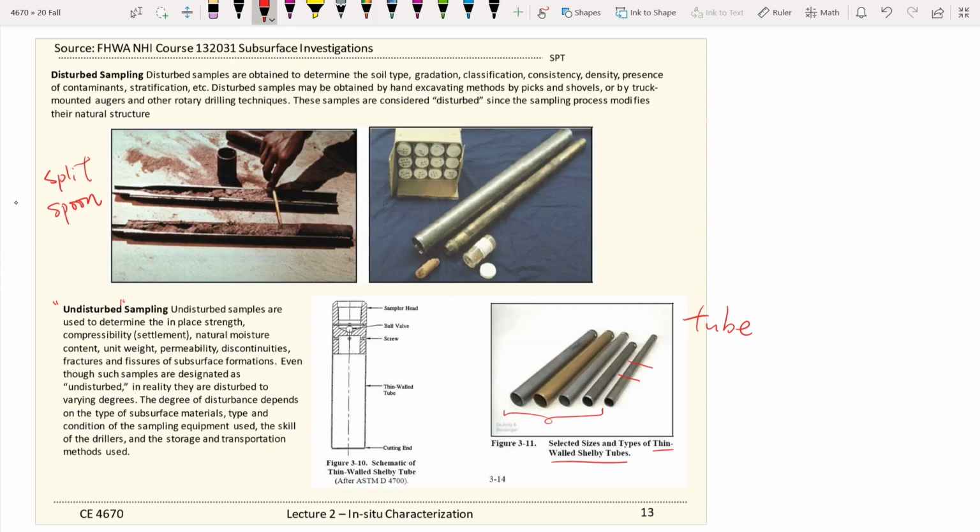And how much is the disturbance? It depends on how careful the contractor and the lab technicians are, and also the storage and everything matters. But in general, we call it undisturbed because when you compare it to the disturbed sampling method, this one has some promise in preserving some of the fabrics, and also the nature, the original soil's response or soil behavior or soil structure of the material you get from the ground.